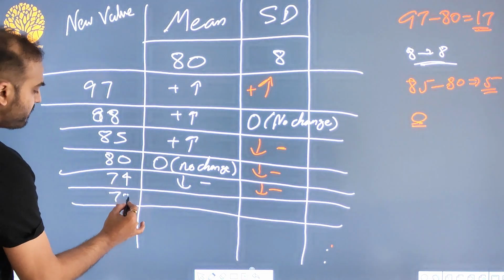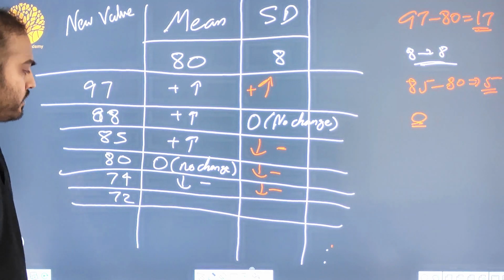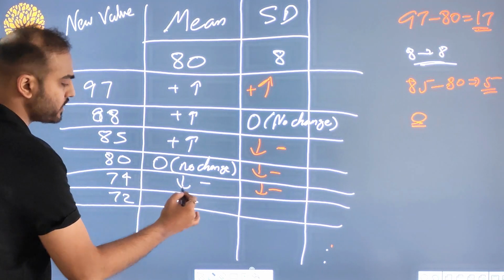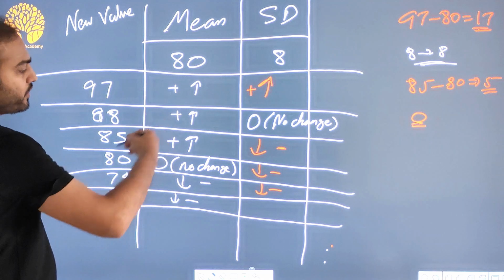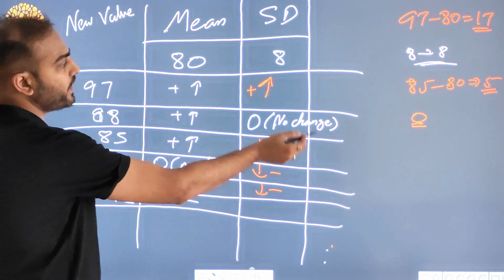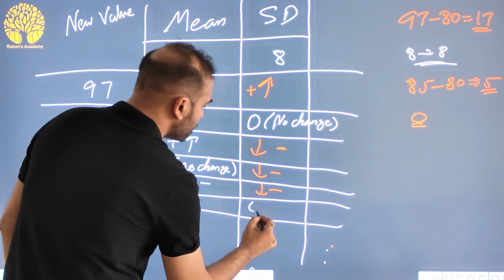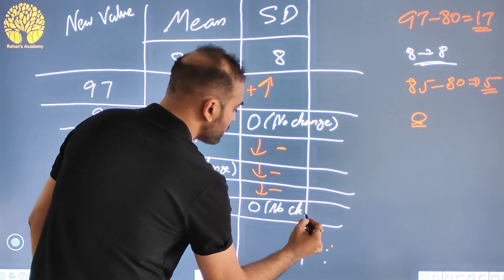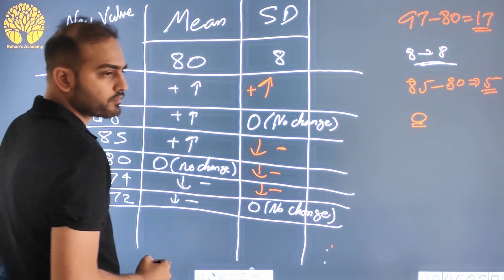Next, say it is 72, right? Again, the mean decreases. 72 is 8 points away. What will 8 do to 8? Nothing. So standard deviation will not change.